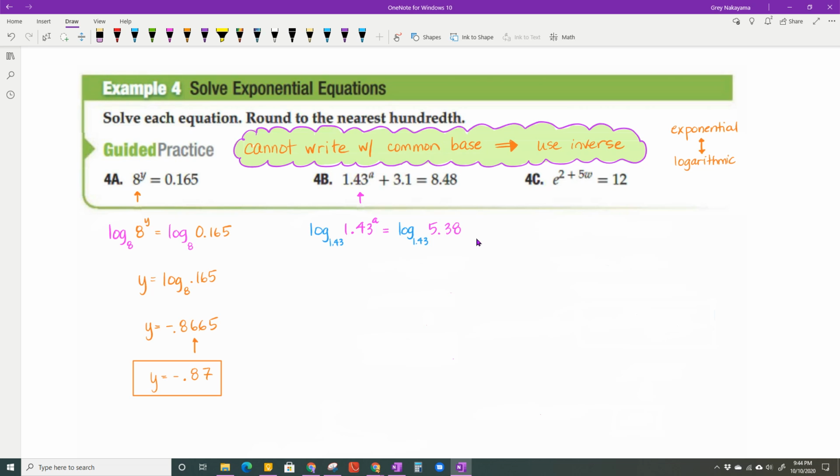And I know that my bases are the same, so these two, I'm composing inverse functions. So I have my answer: a is equal to the log base 1.43 of 5.38.